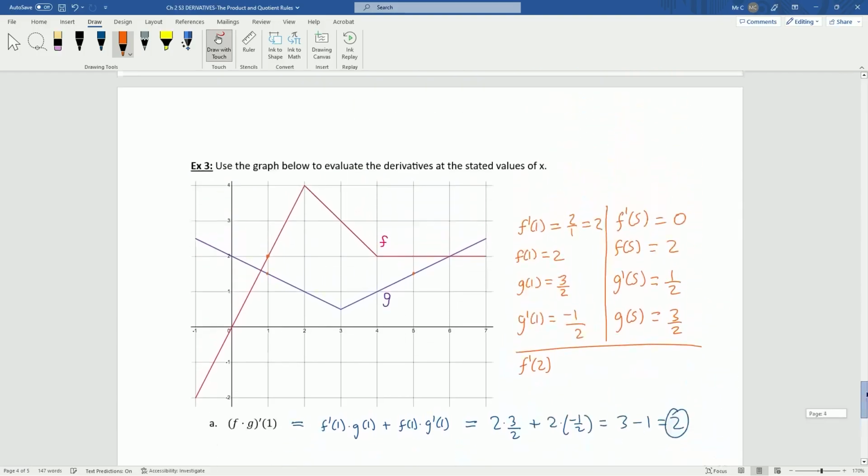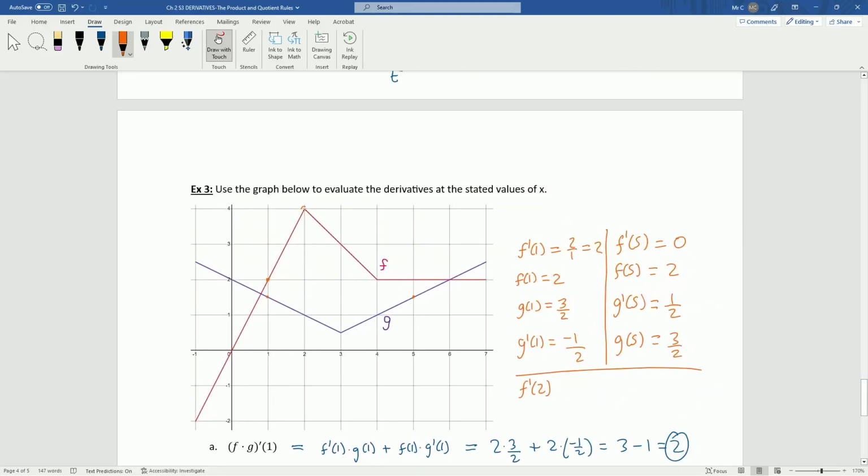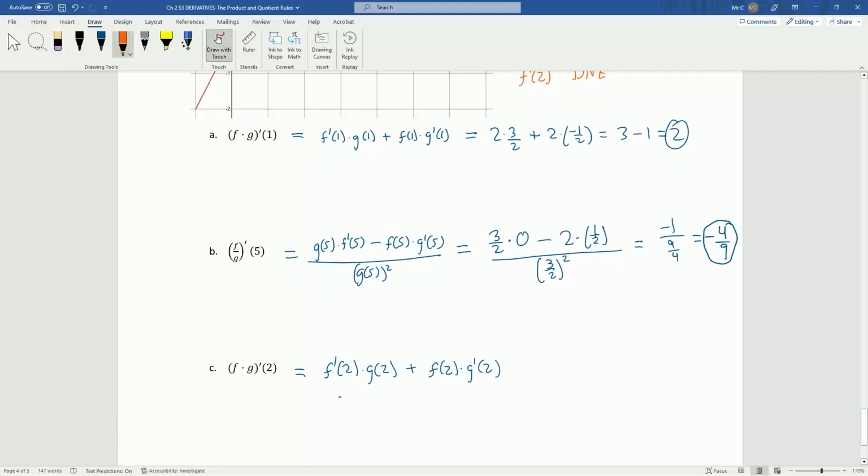All right, what do we get for f prime of 2? We look at 2. Hey, that's a corner. And hopefully we recall from earlier discussions that that means that this derivative doesn't exist when you have a sharp corner like that. So this does not exist. And if one of the derivatives in this product doesn't exist, then the whole thing does not exist.